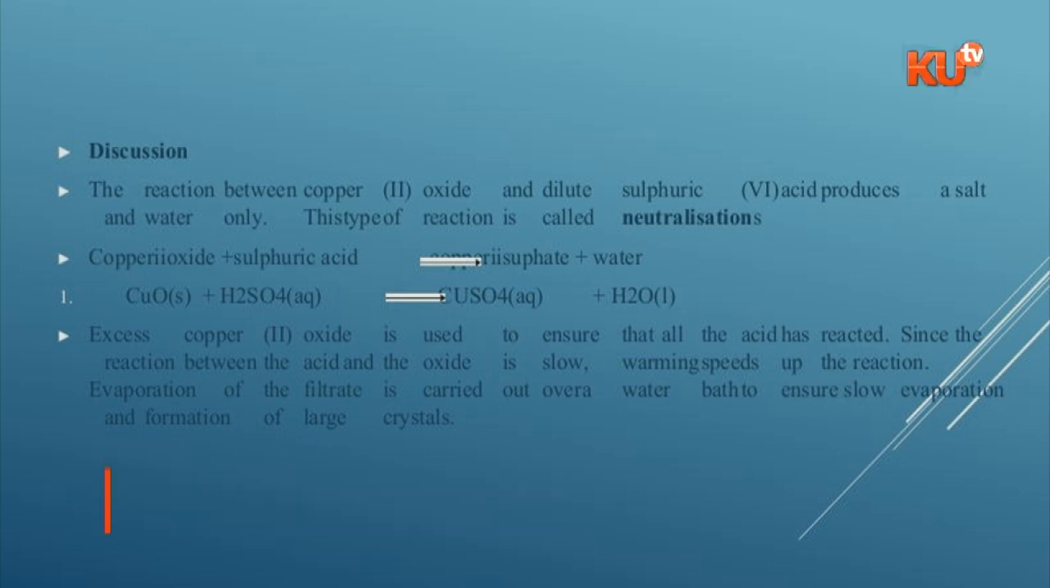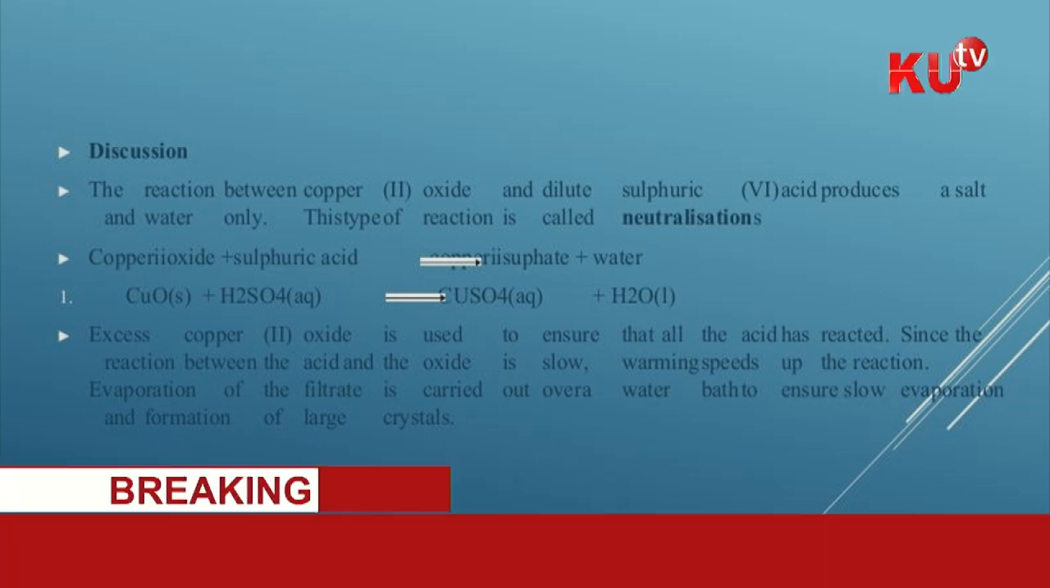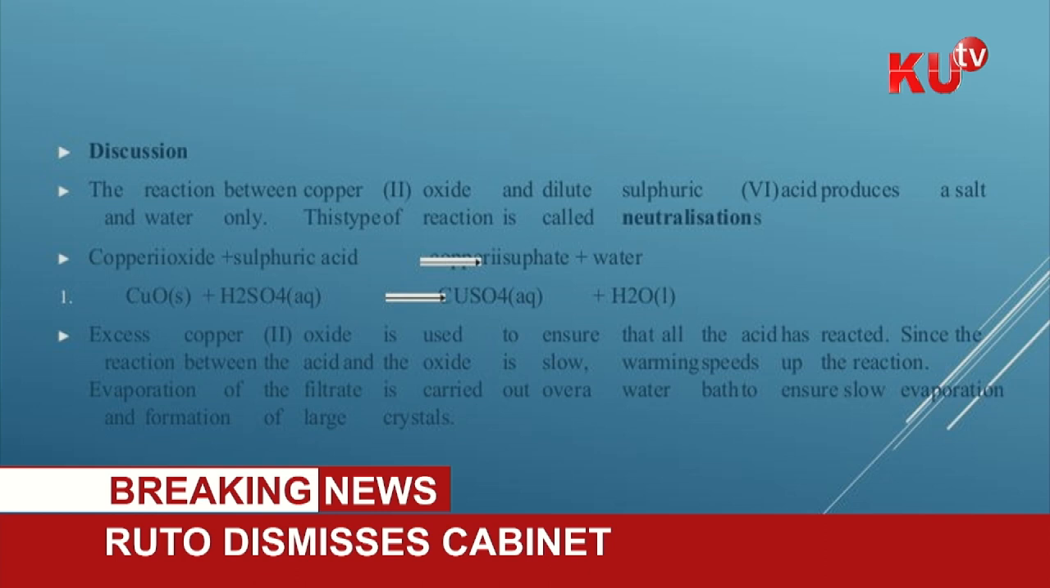The type of reaction between copper 2 oxide and sulfuric acid is referred to as neutralization. Another point to note: the excess copper 2 oxide is added to the dilute sulfuric acid to ensure that all the acid has reacted.